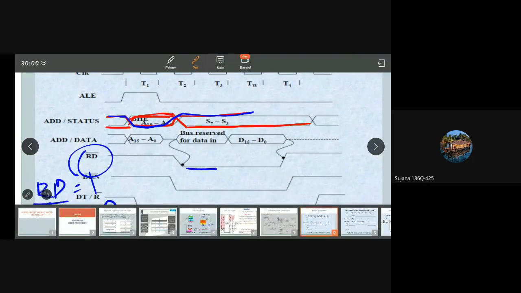Okay, at time T2. So this is time T2. At time T2, read bar should be in activated state. So that means the system will read the data. So whatever the data fetched or whatever the opcode that is fetched in the previous instruction, the processor will understand the instructions that are fetched by the buses. Okay. So this read signal will get activated. That means read bar should be in 0 state. So that means it gets activated here.